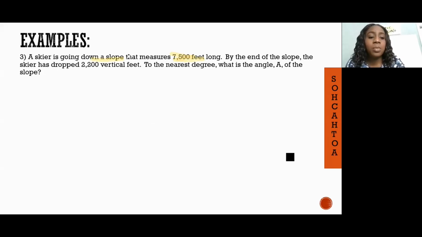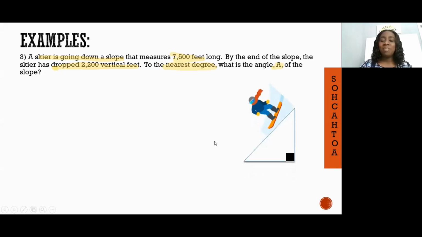Going down a slope, that's important, and drop to 2,200 vertical feet. And I know that I'm finding, oh, this is to the nearest degree. I'm not sure if I rounded to the nearest degree. I'm finding angle A. All right.